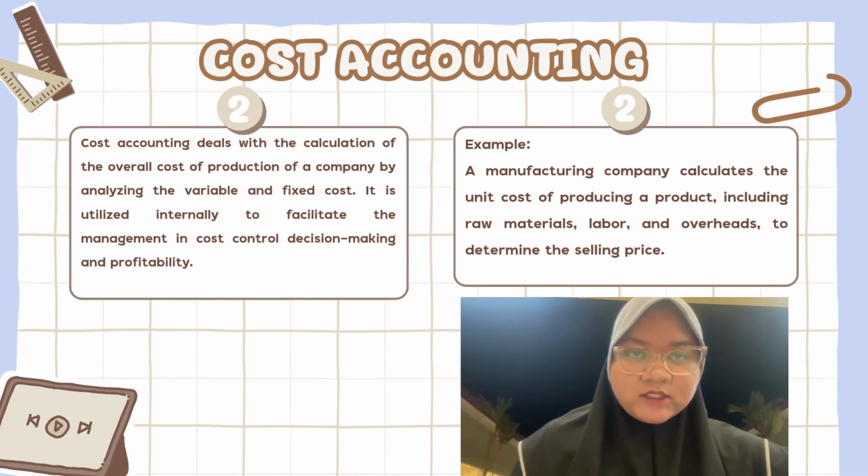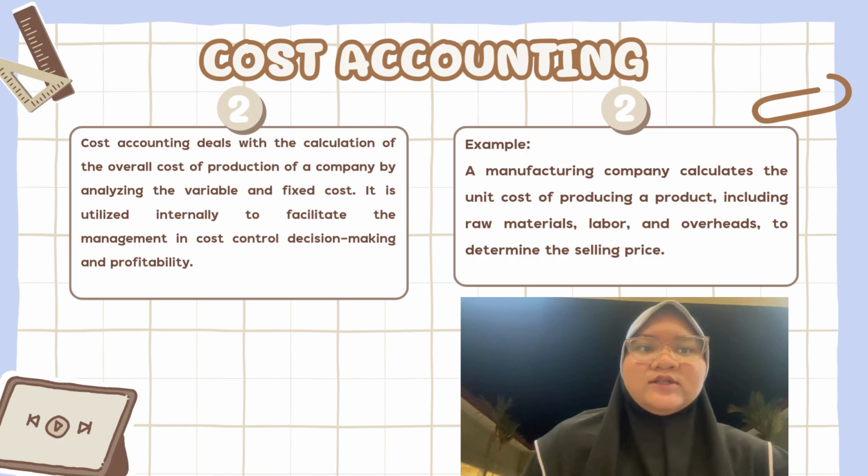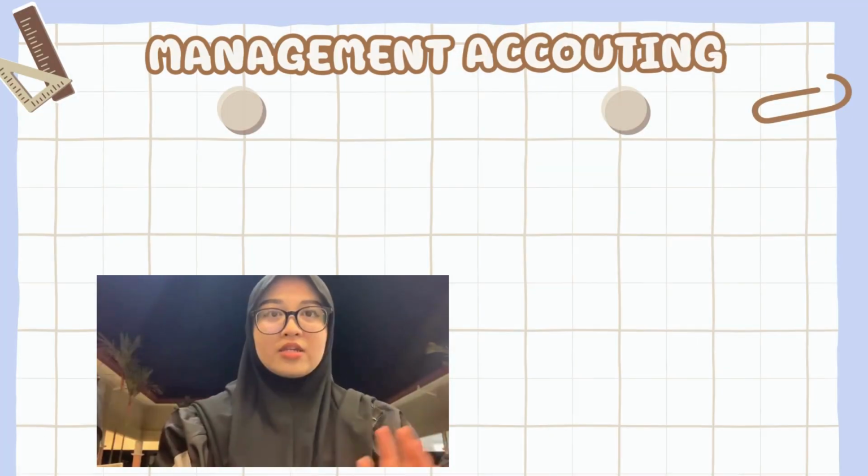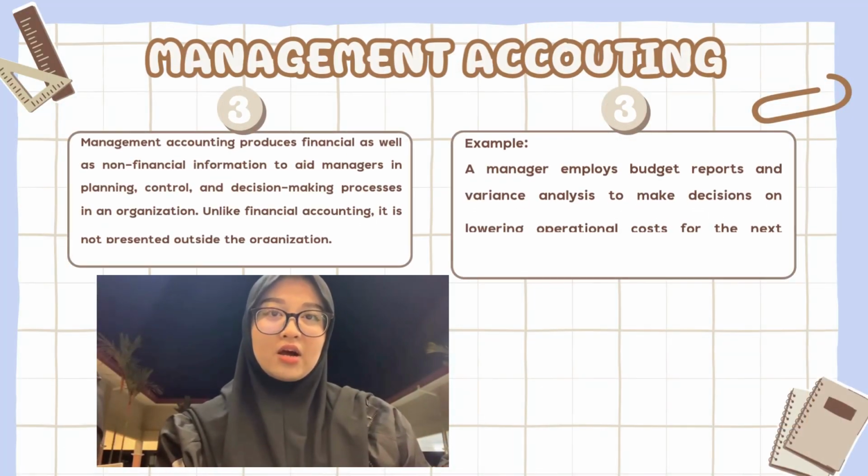Cost accounting. Cost accounting deals with the calculation of the overall cost of production of a company by analyzing the variable and fixed costs. It is utilized internally to facilitate management in cost control, decision making, and profitability. For example, a manufacturing company calculates the unit cost of producing a product, including raw material, labor, and overheads, to determine the selling price. So the last one is management accounting.